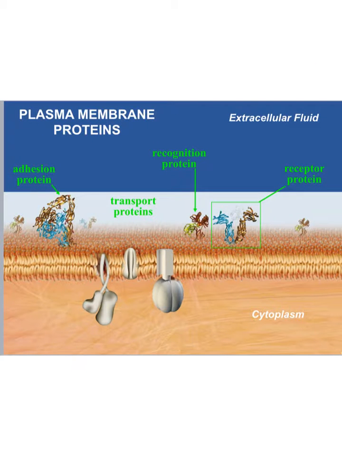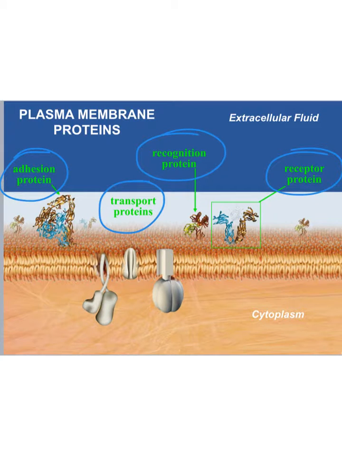All right, so let's talk about those specialized proteins that are embedded in the membrane. There are 4 main classes of proteins: the adhesion proteins, the transport proteins, the recognition proteins, and the receptor proteins. We're going to talk a little bit about each one of these on the next slides.